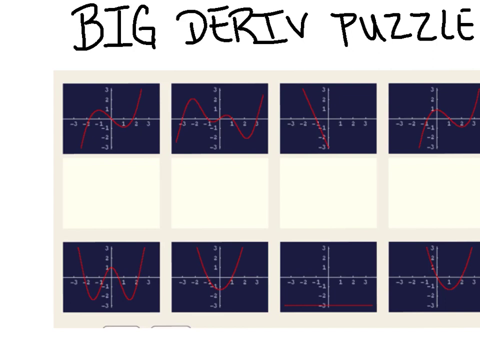Now, the 4 pictures in the top row represent the original function f, and the 4 pictures in the bottom row represent f prime, and it's free and you can play it as much as you want, and it's just a matter of clicking and dragging, and they'll give you instant feedback to let you know whether you were right or not. So what I'm going to do is leave you hanging here.